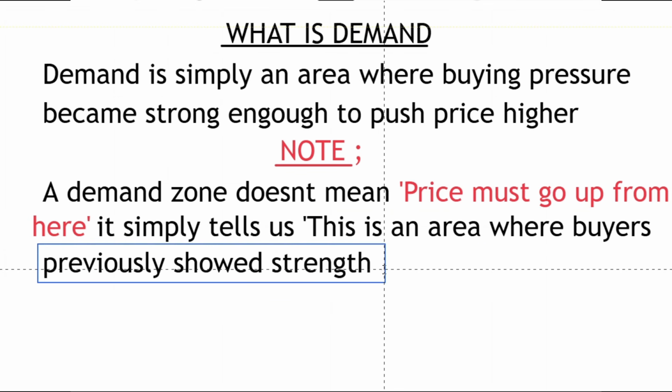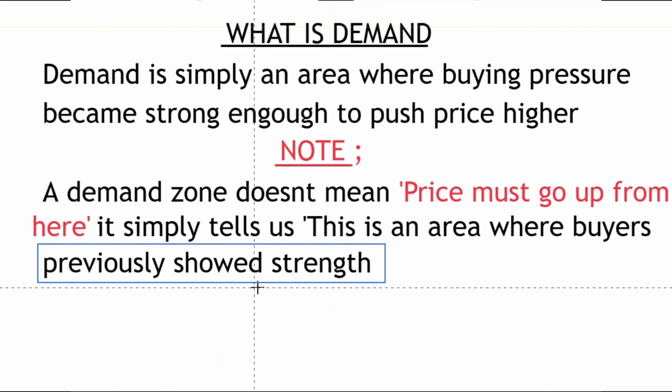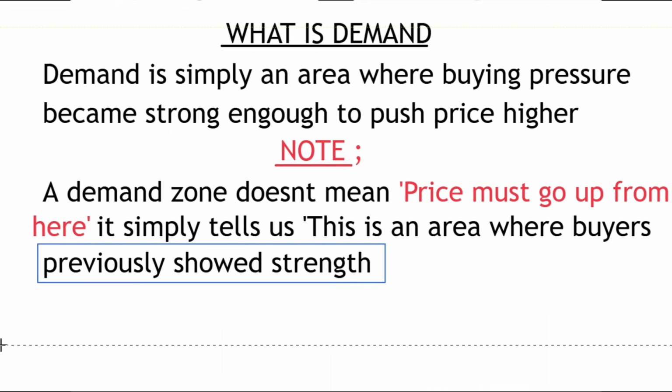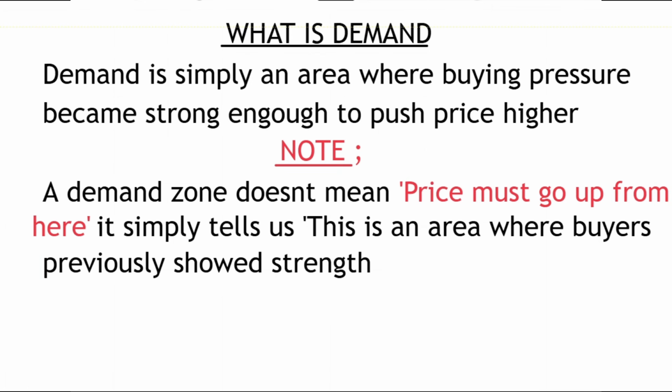We should check for other confluences, like break of structure and liquidity sweeps, to confirm or to enter an A-plus trade. So we shouldn't use demand zones as a must-enter trade. No, we should look for other confluences so as to take good trades.